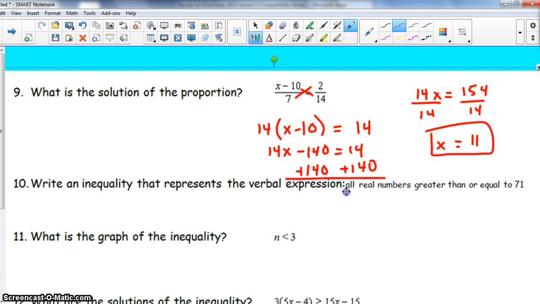Number 10, all real numbers greater than or equal to 71. So we don't know what that is. We define a variable, x is greater than or equal to 71. And that's all you have to do there.